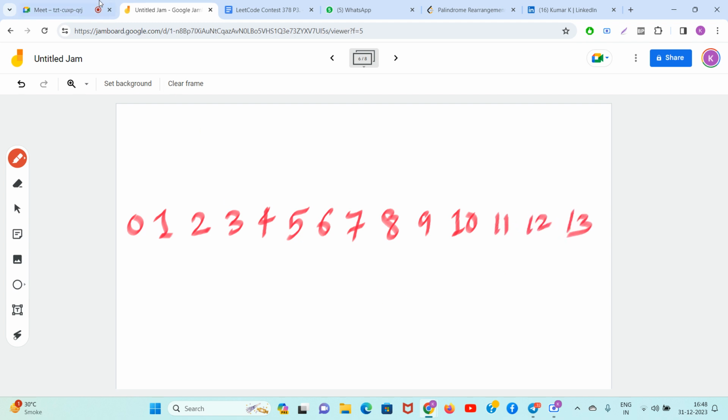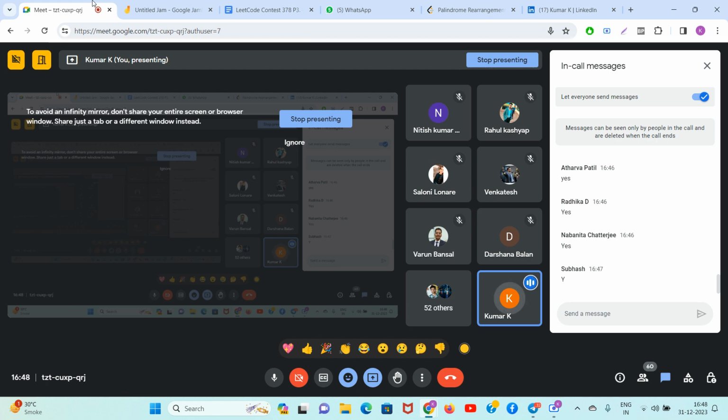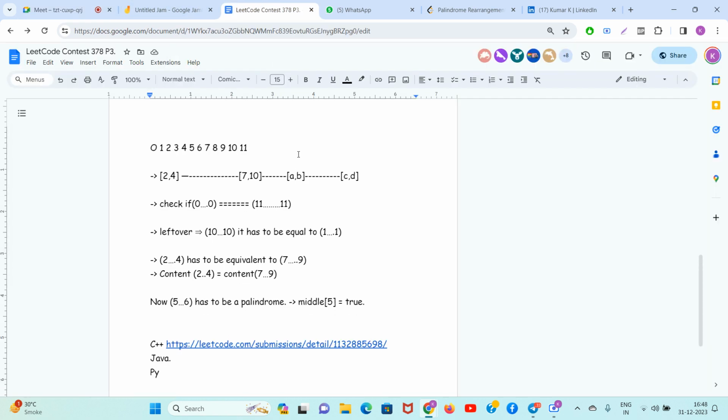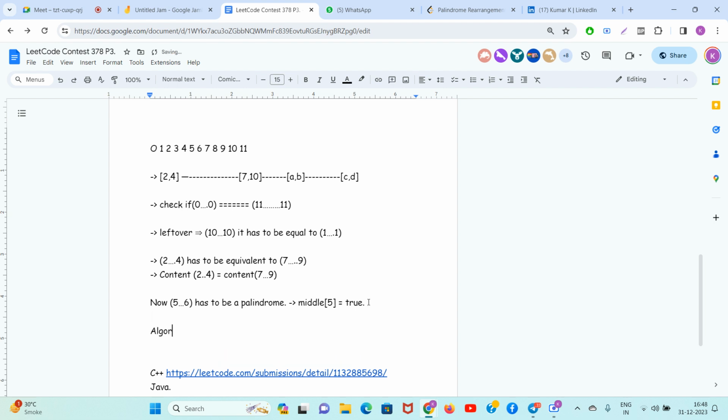Guys, what is the first thing you do? Everyone write the first step of the algorithm in the chat. Divide in the middle. Make the two halves so the confusion does not come. Divide in the middle and visualize.